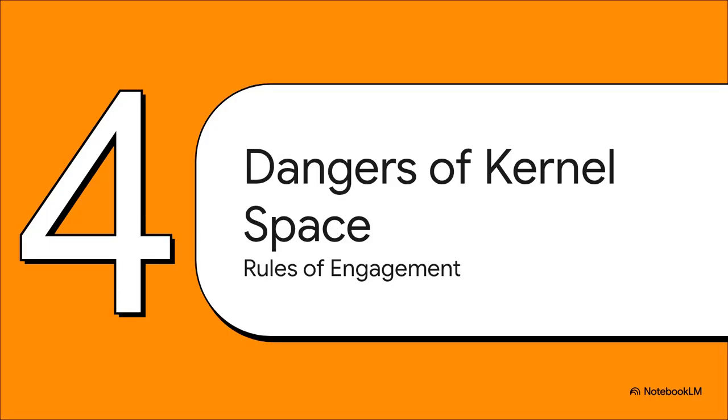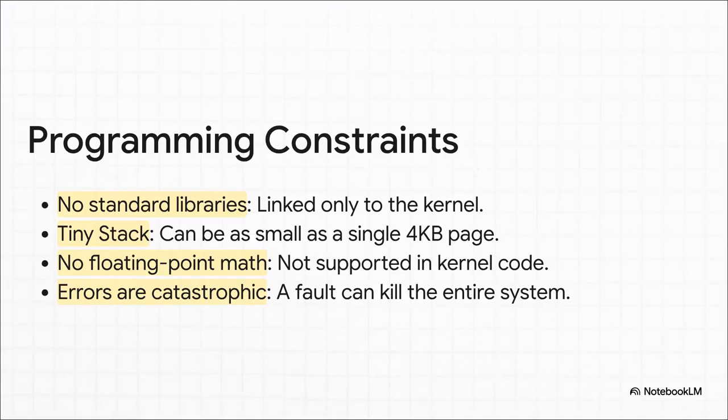All right, so we've got our simple module all designed in theory. But before we even think about deploying this thing, we need to have a serious talk about the world it's about to enter. Kernel space is not a friendly place. It's got a very different set of rules of engagement. So just how different is it?